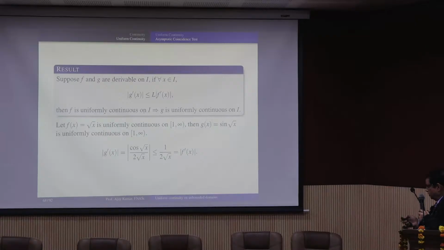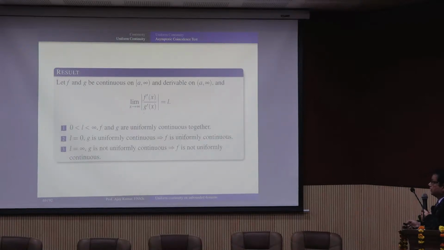Say, for example, how can I apply it? Say f(x) = root x is uniformly continuous on 1 to infinity. Take g(x) as sin root x. You take the derivative, and the derivative of g is less than the derivative of f, that is less than 1, meaning g is also uniformly continuous. f is known to be uniformly continuous, and I can conclude that sin root x on 1 to infinity is uniformly continuous.